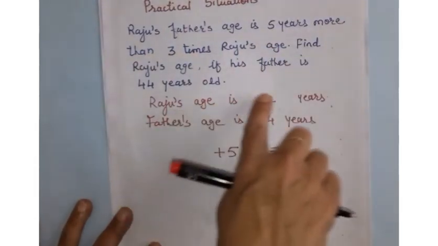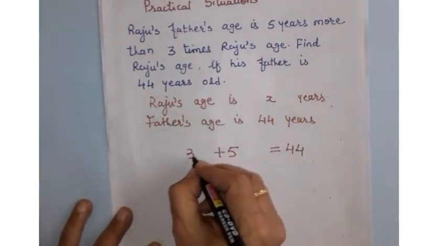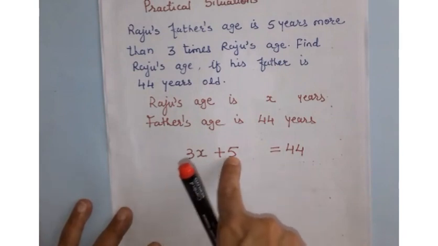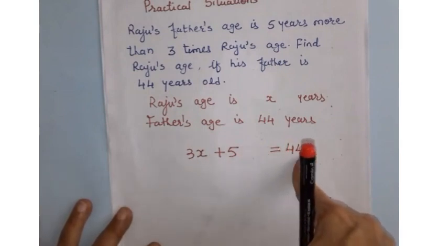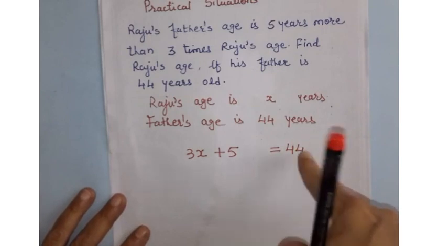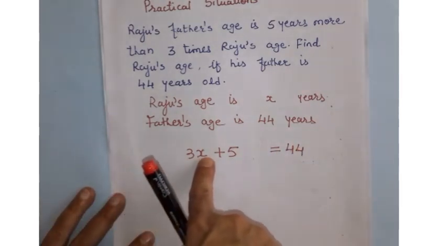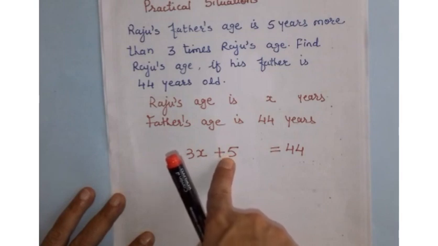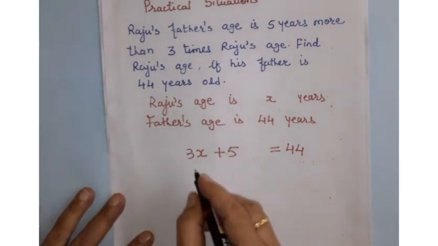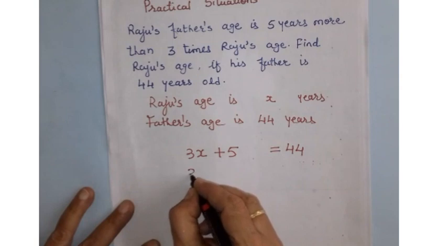What is Raju's age? x. So 3x, so 3x plus 5 is equal to 44 is our equation. This 44 is equal to 3x, 3 times Raju's age, plus 5. Clear? Understood? Now let us solve the sum.